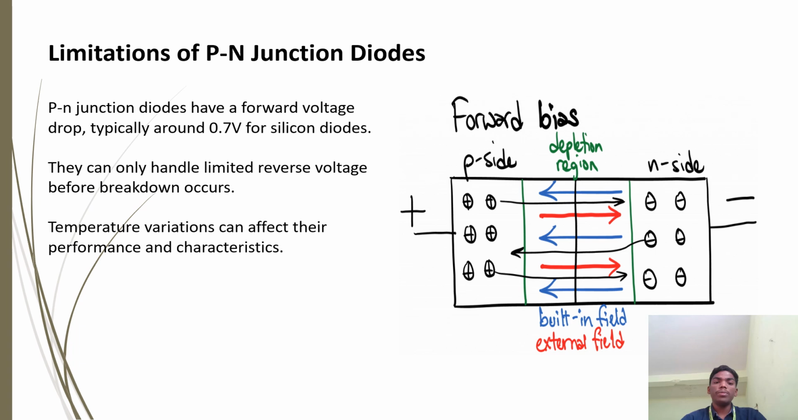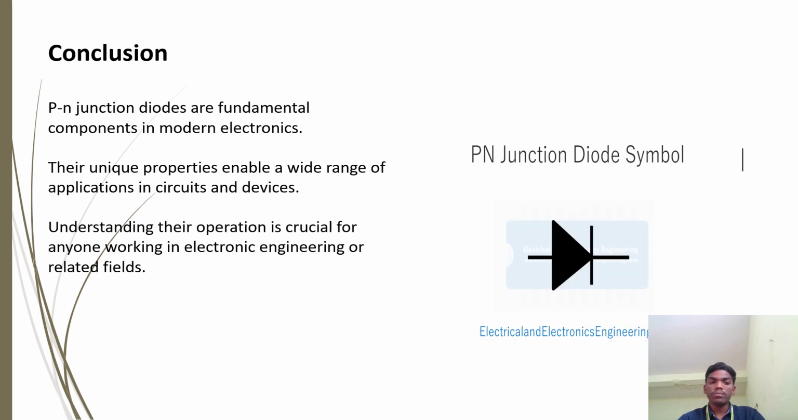Now we will see the limitations of the PN junction diode. PN junction diodes have a forward voltage drop, typically around 0.7 volts for silicon diodes. This is one of the limitations, because up to 0.7 the current will not be maximum. The current is constant. They can only handle limited reverse voltage before breakdown occurs. Temperature variations can affect their performance and characteristics. By decreasing or increasing the temperature, the performance and characteristics can be different and may affect the PN junction diode.